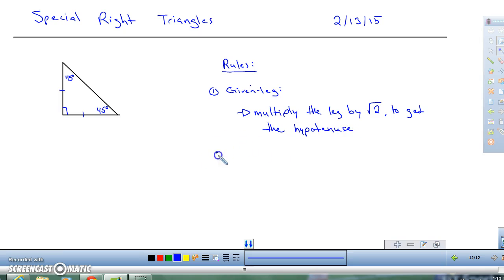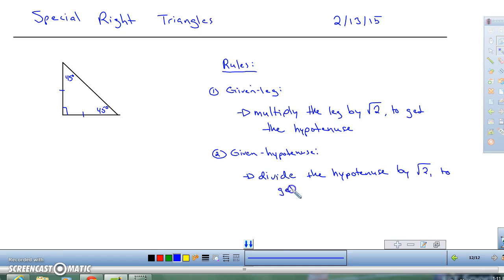The next scenario, given the hypotenuse, you're going to divide the hypotenuse by radical 2 to get the leg.